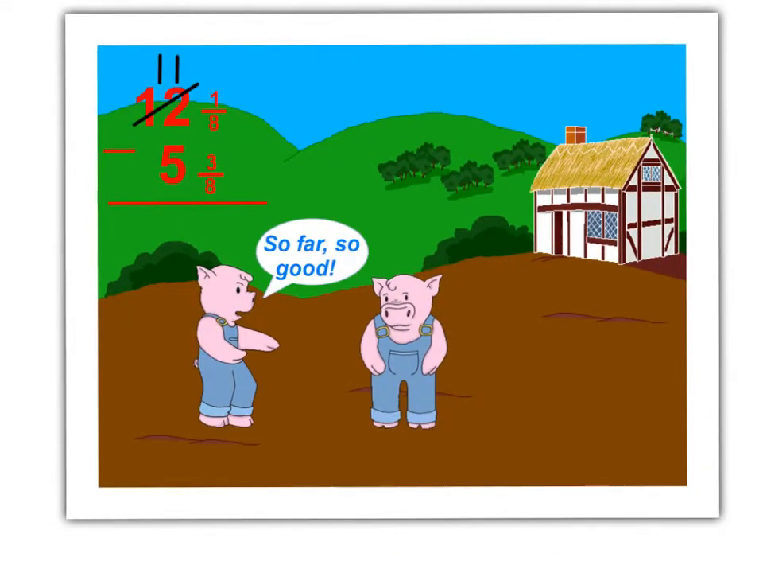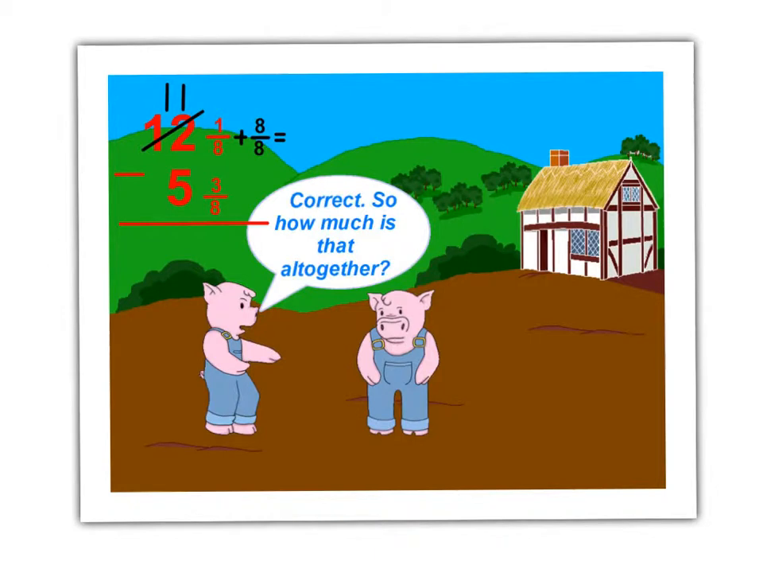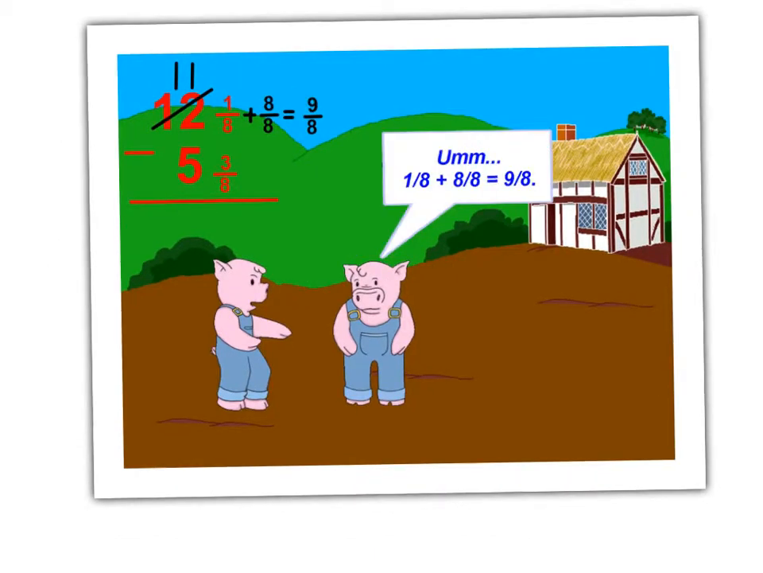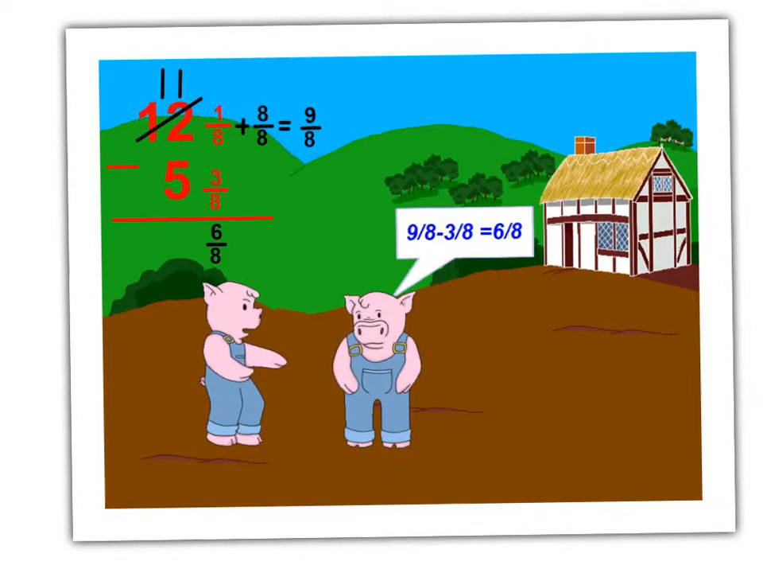12 becomes an 11. Change my 12 to 11, I take away 8/8. Why did I pick eighths? Well, I picked eighths because my denominators are eighths. 8 over 8 is 1 whole. We're going to go ahead and add 1/8 plus 8/8 to get 9/8. I can now subtract 9/8 minus 3/8. So 9/8 minus the 3/8 will give me 6/8.